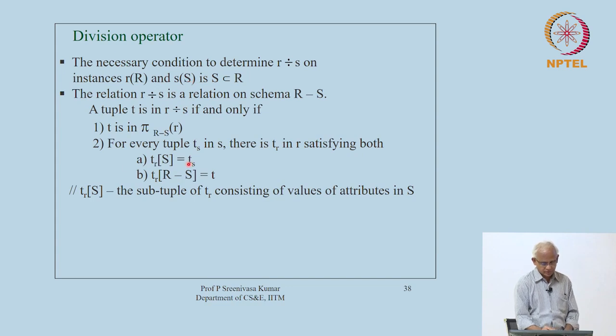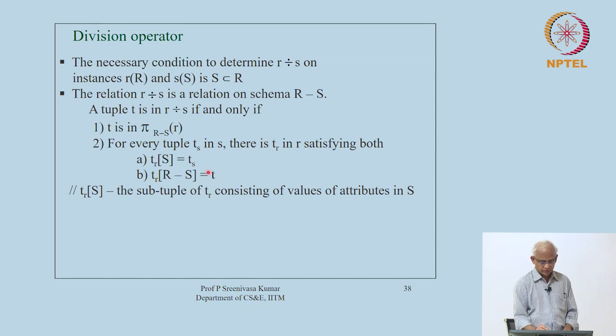That is what is expressed here: for every tuple Ts in S, there is a tuple Tr in the relation R, satisfying that the subtuple for S, the subtuple of Tr for these particular attributes S, is indeed this Ts, and then the R minus S part is the T that we are looking for. T is going to be in the result. The subtuple T is the one we are looking for.